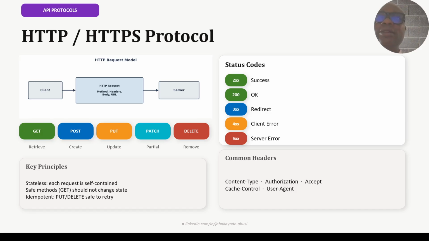So let's look at the status codes. 200 series status codes mean success. 200 is okay. 300 series, it can be 301, 302, means redirect. 400 series means client error. It could be 401, 402. But 500 series are server errors. Then common headers. When you look at your HTTP payload in an API environment, you have content type, cache control, authorization, accept, and user agent. These are the headers that you can look out for when you are dealing with an HTTP protocol payload.